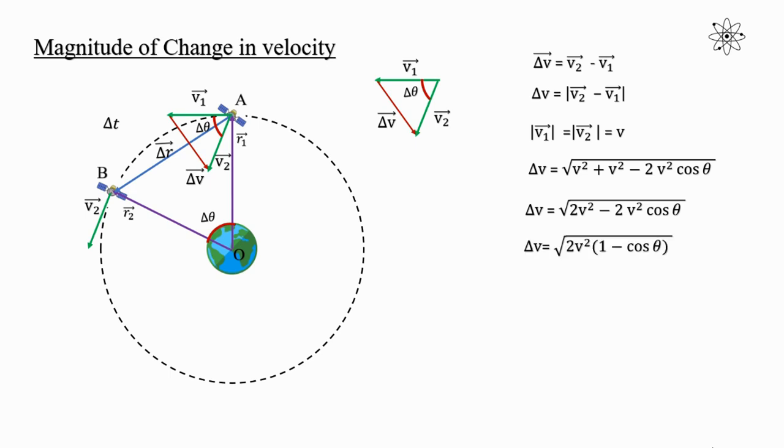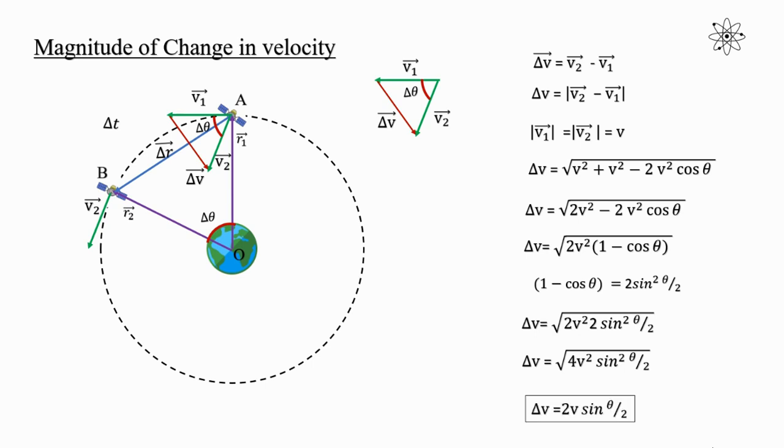Take 2V square common. In the bracket, we have 1 minus cos theta. 1 minus cos theta is equal to 2 sine square theta by 2. Let's substitute the value. Delta V is equal to the square root of 2V square into 2 sine square theta by 2. After complete multiplication, delta V is equal to the square root of 4V square sine square theta by 2. Finally, delta V is equal to 2V sine theta by 2. This is the magnitude form of the change in velocity.